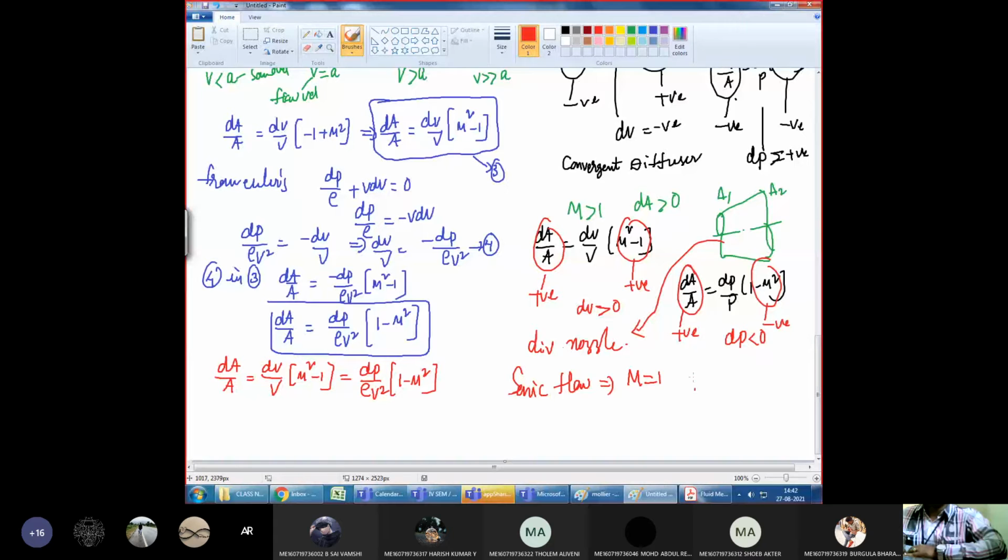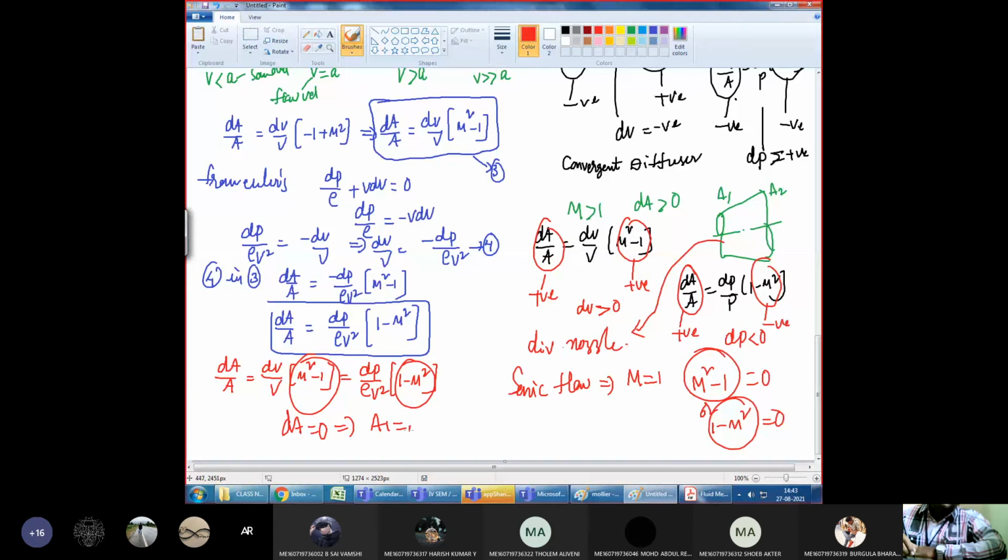When Mach number is equal to 1, either M square minus 1 or 1 minus M square will become 0. Then if you see the equation, this is 0 and this is 0, then dA is also 0. When dA is 0, what is the meaning? A1 is equal to A2.